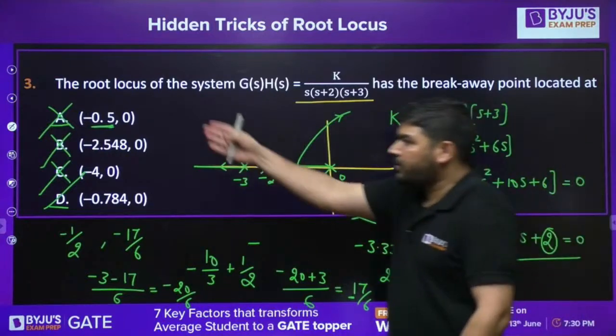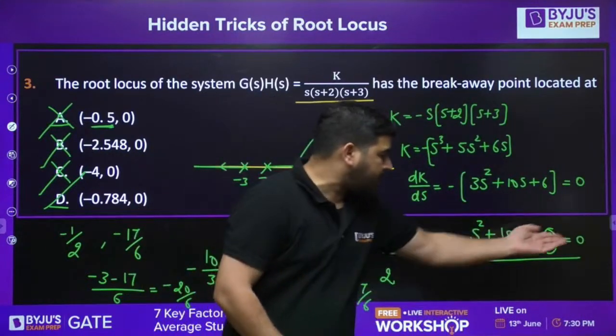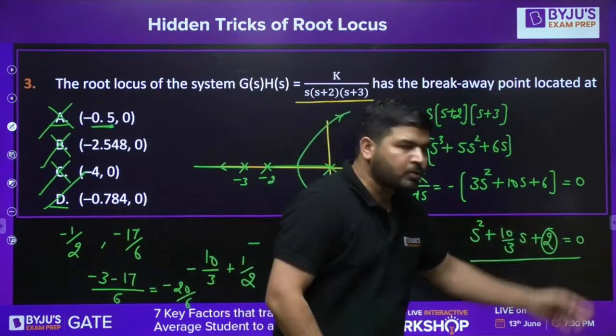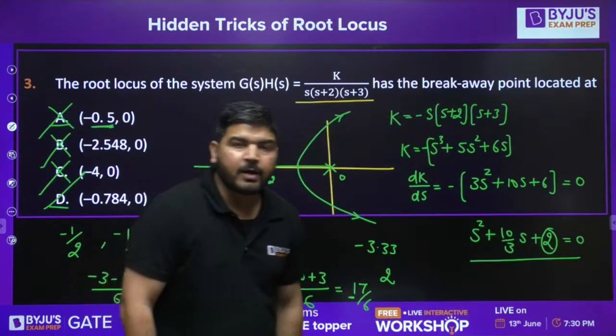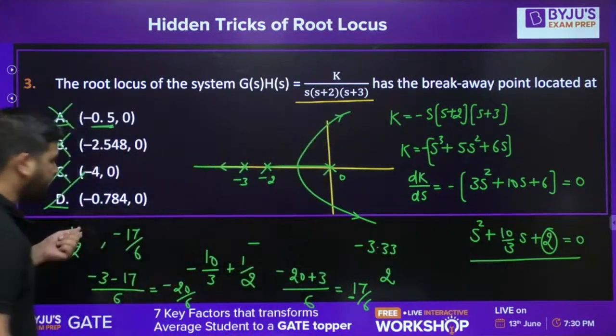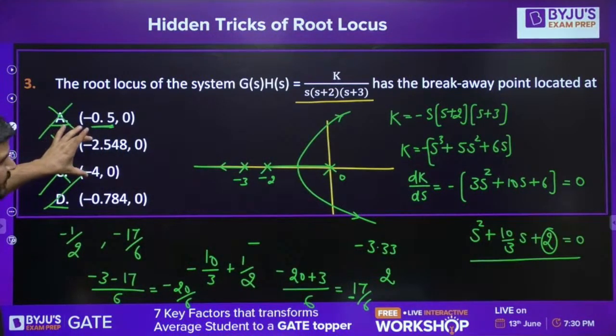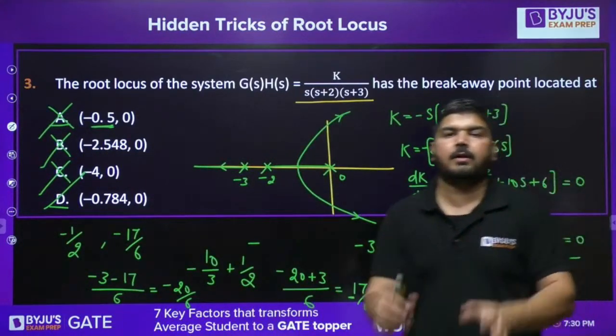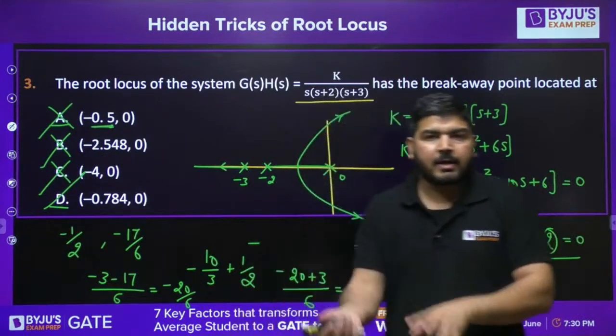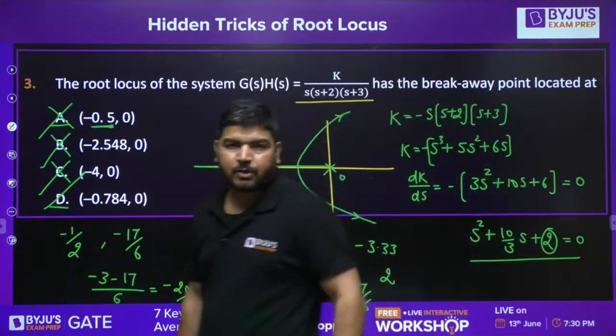With the help of options, you can solve like this. There is no need to find the roots of this equation. It's a lengthy process and you don't have a calculator. So what you can do is check using options, because two options you have already eliminated. Now, from the remaining two, you can do it like this. I mean, use your brain at least. Use some mathematics, and from mathematics you can check which option is correct.